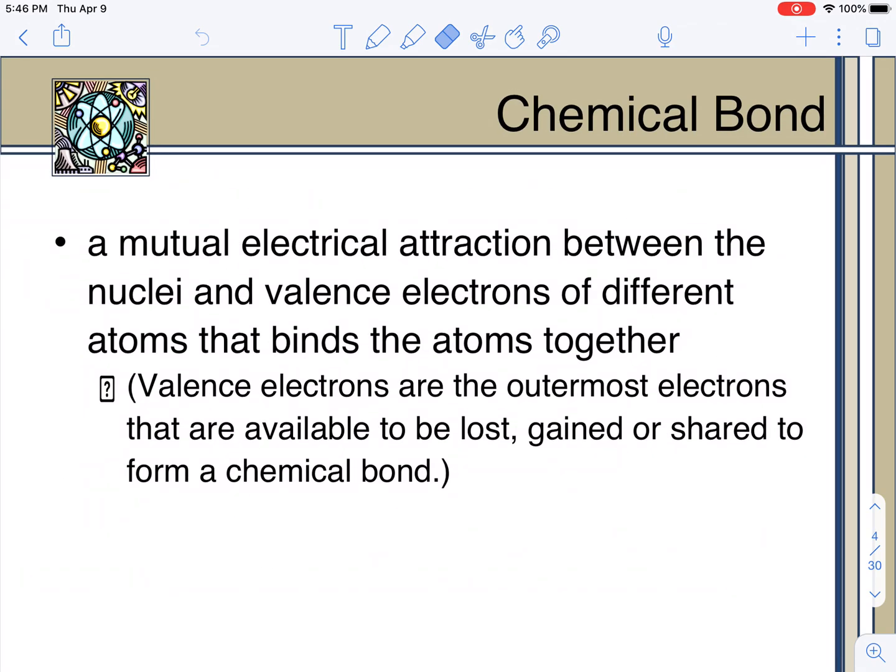So let's discuss some facets of chemical bonding. A chemical bond is an attraction between two different atoms, and it is an attraction based on the valence electrons. And remember, valence electrons mean those outermost electrons, those s and p electrons that we'll talk about here in a second. And those are either going to be transferred from one atom to another, or they're going to be shared between two atoms.